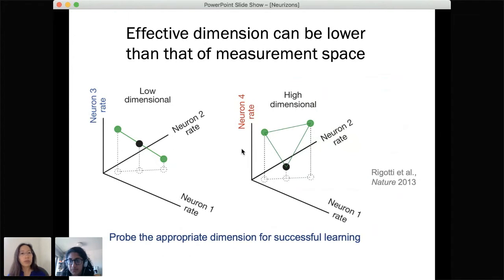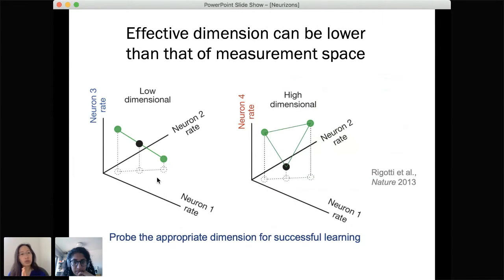So just to drive home this point, this picture, I think, captures it. Here we can have 3 neurons, and the measurement of the third neuron may be just a linear combination of the first 2. Whereas in this case, the third neuron can give us information that's actually different from the other 2. So this picture has a higher effective dimension, and this one has a lower effective dimension.